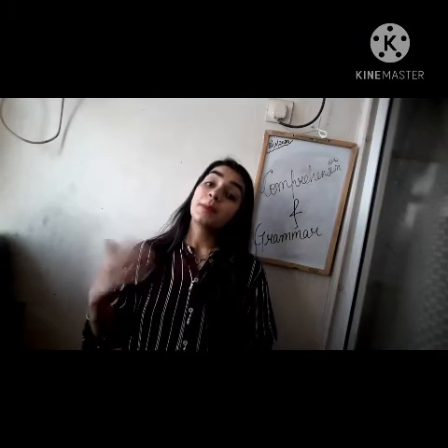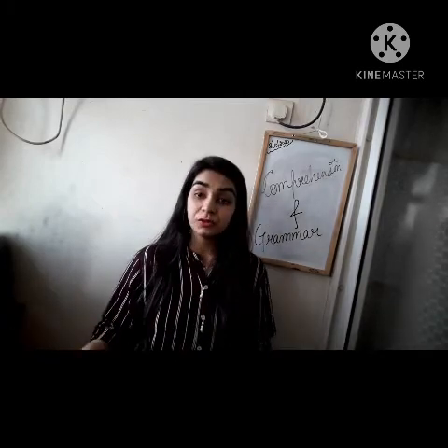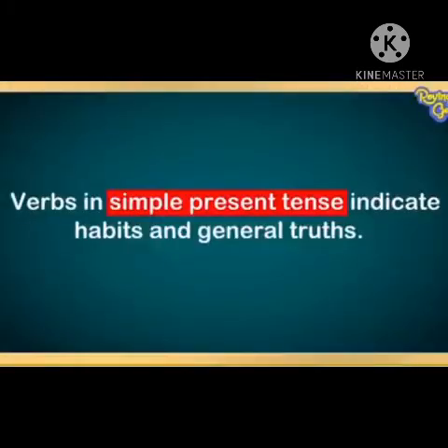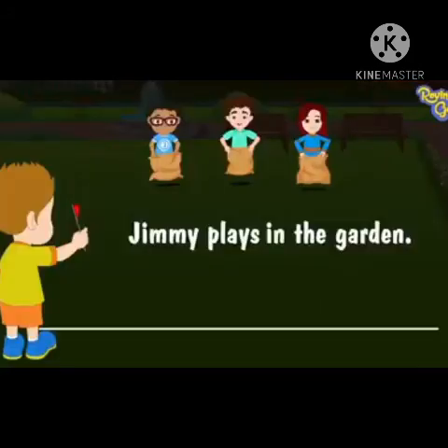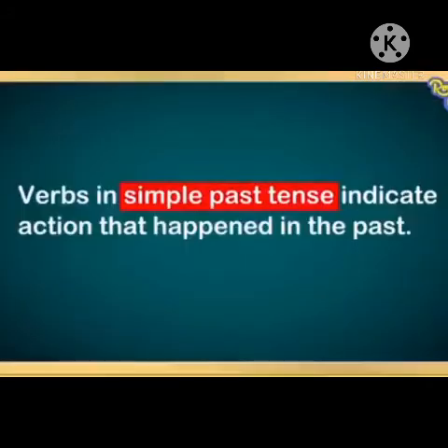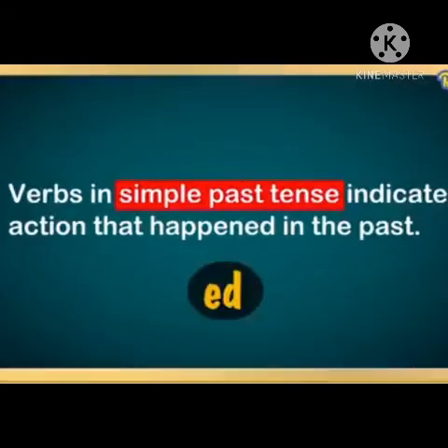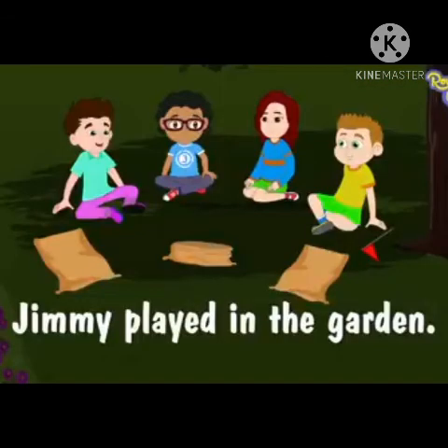Now let's see simple present, past and future tense. Verbs in simple present tense indicate habits and general truths. For example, Jimmy plays in the garden. Verbs in simple past tense indicate an action that happened in the past. In this case, generally verbs end with ed. For example, Jimmy played in the garden.